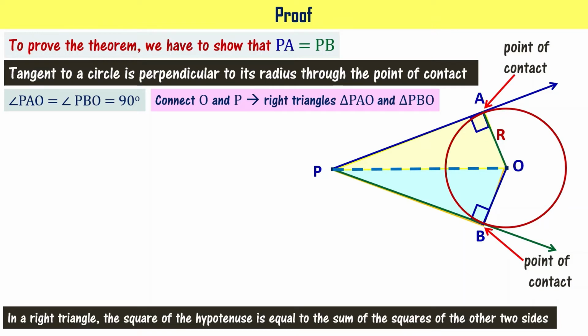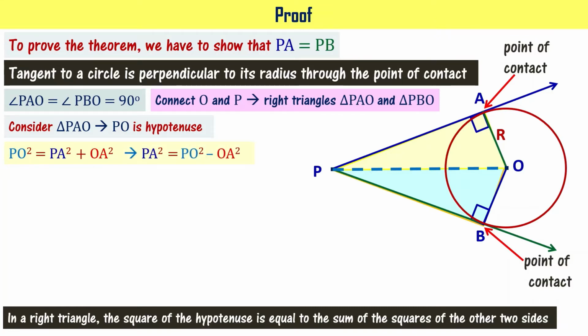And we know that in a right triangle, the square of the hypotenuse is equal to the sum of the squares of the other two sides. This is Pythagoras theorem, right? Let's apply this to one of the triangles first. Let's consider triangle PAO, for which PO is the hypotenuse, right? So let's write Pythagoras theorem, that is PO square equal to PA square plus OA square, right? This can be rearranged and written as PA square equal to PO square minus OA square, right?